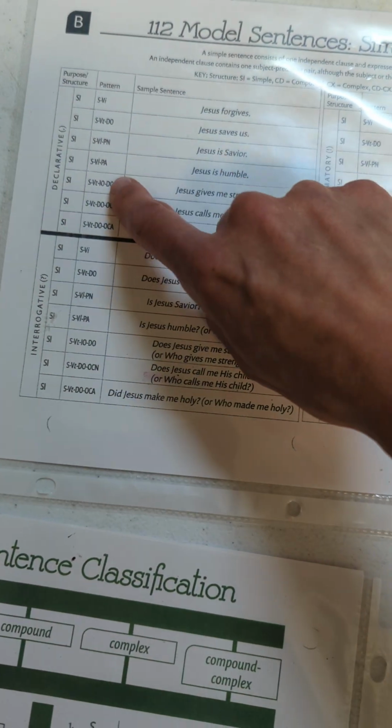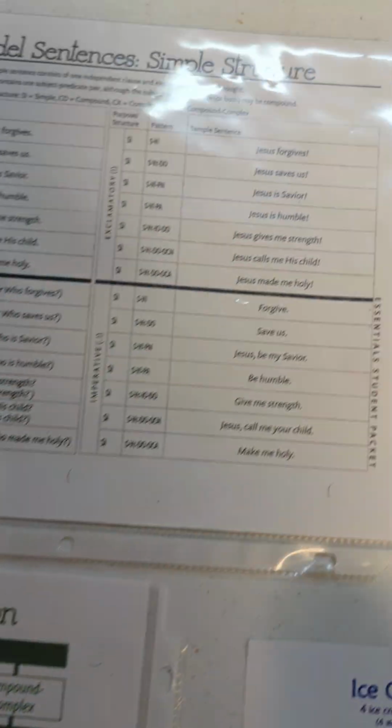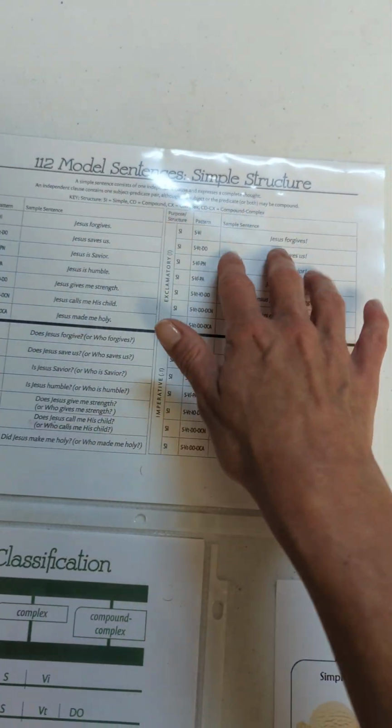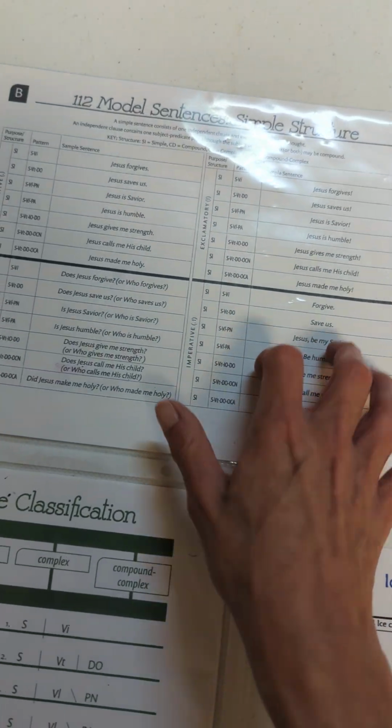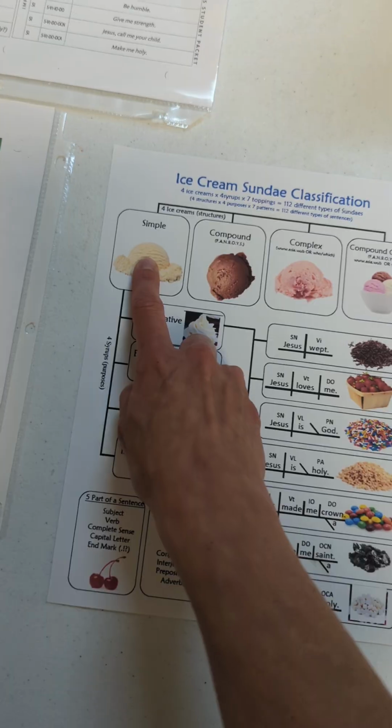And then we've got our 7 patterns. So here's 7 possibilities with declarative, 7 possibilities with interrogative, 7 possibilities with exclamatory, and 7 possibilities with imperative. So let's count by 7: 7, 14, 21, 28. We could have 28 combinations with just the simple structure alone.